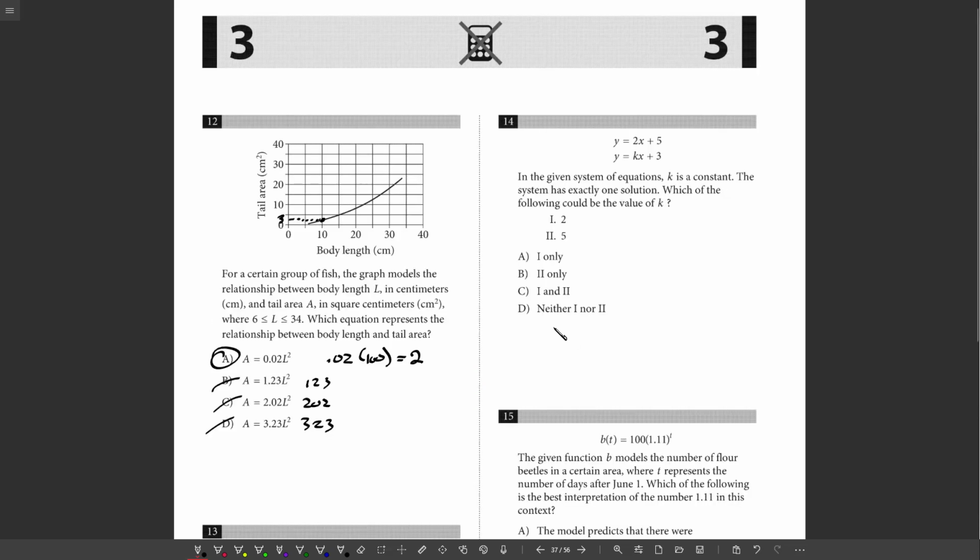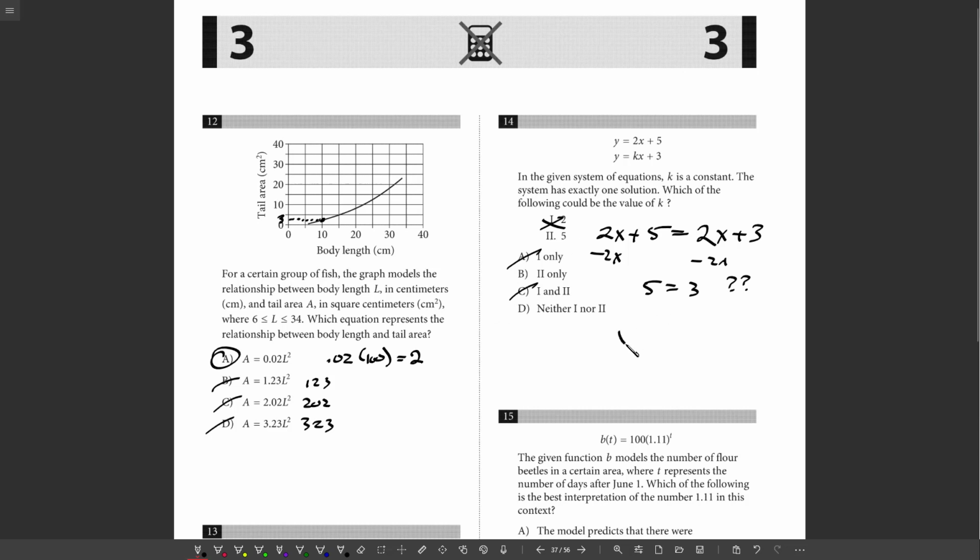14. We have a system that has exactly one solution, which could be the value of k. So first thing I would recommend here, since these are both equal to y, let's just set these equal to each other. And what is going to make this have one solution? Well, let's test the scenarios. If this is 2, and I try to solve this, what happens? Well, I subtract 2x from both sides. I get 5 equals 3. Which doesn't make sense. What this means is this particular system has no solutions. These are actually two parallel lines. They never intersect. So that is not an answer, so I can get rid of A and C.